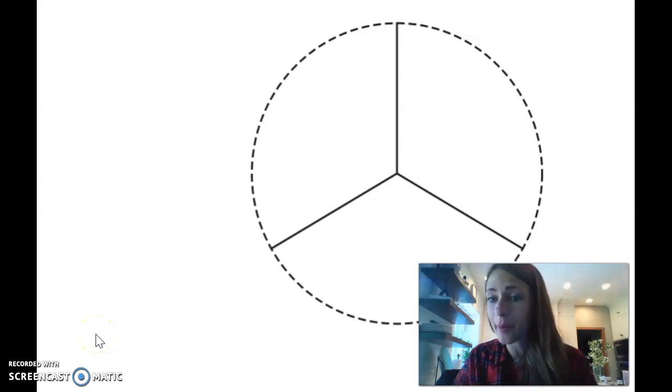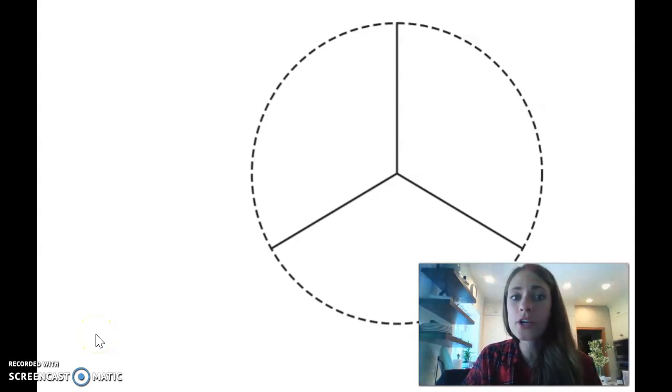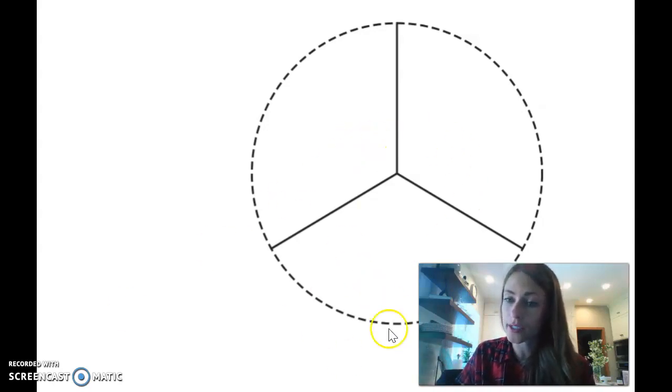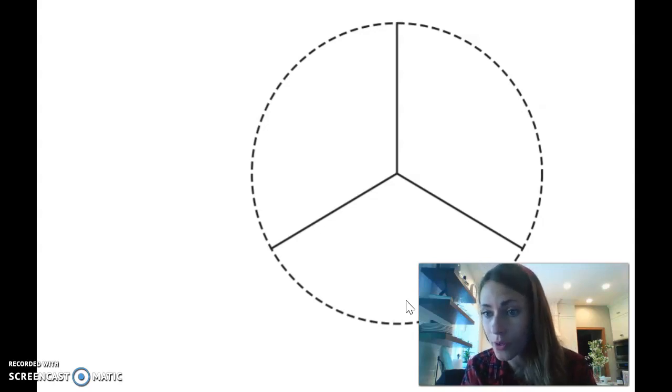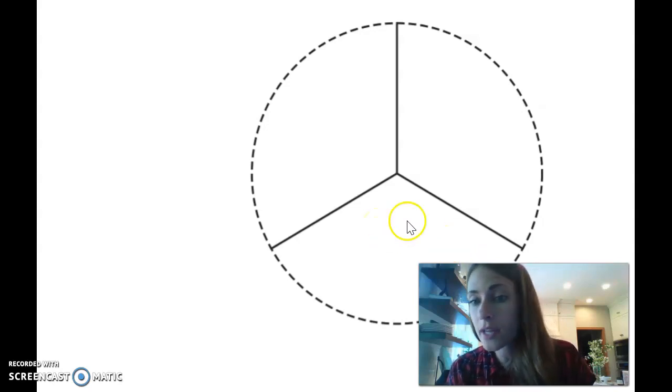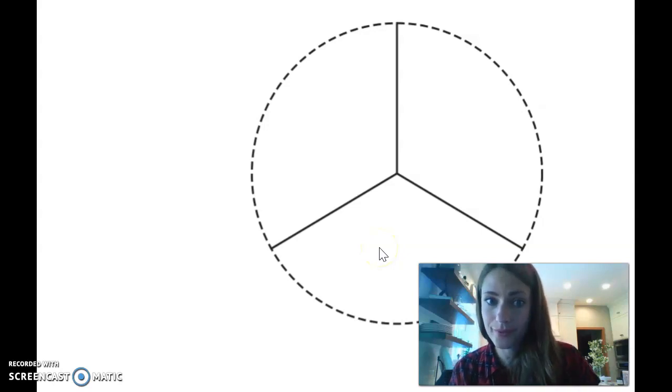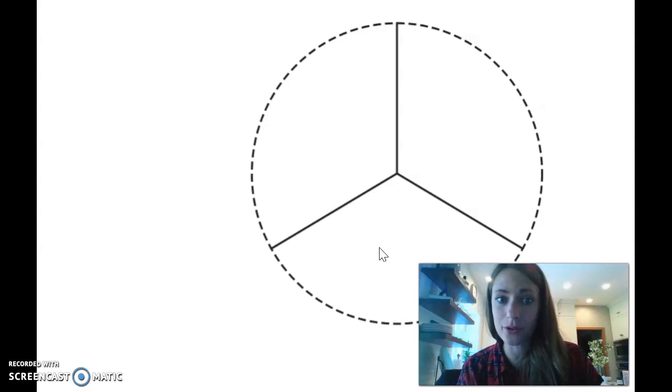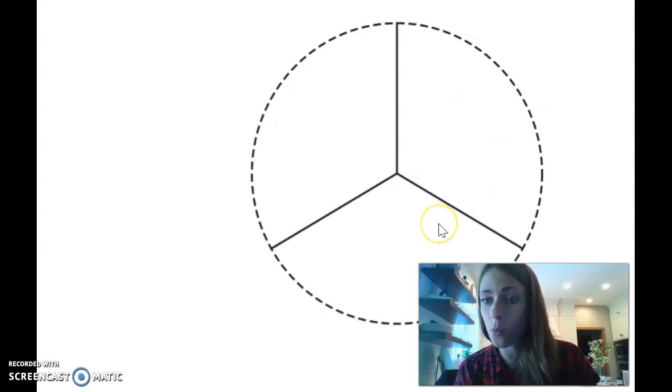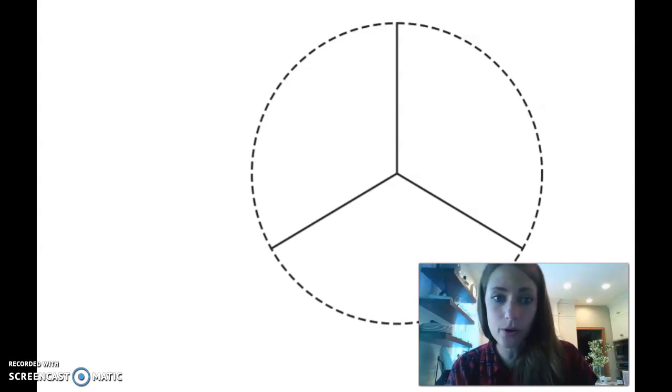So now we're going to talk about thirds. Okay, so what do you call each equal share when a circle is split into 3 equal parts? A third. So one of these parts is called a third. So how many thirds are in one whole? There are 3. Okay, so there are 3 thirds in one whole. So this picture of the circle shows that there are 3 thirds in one whole.